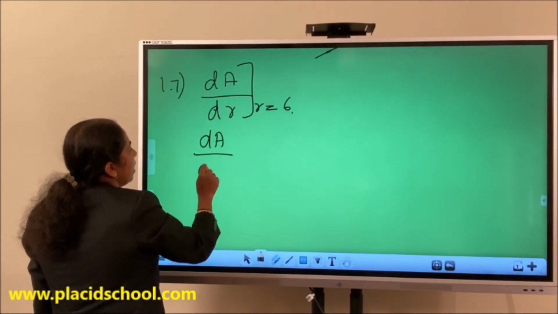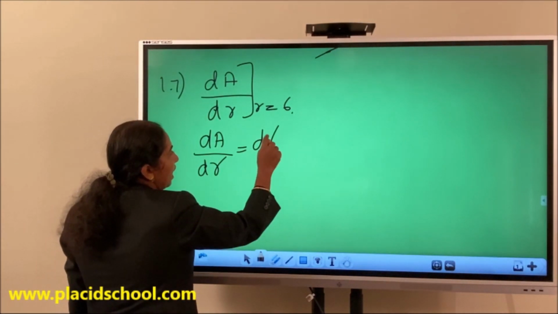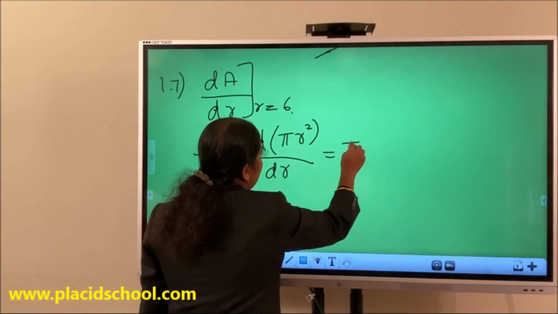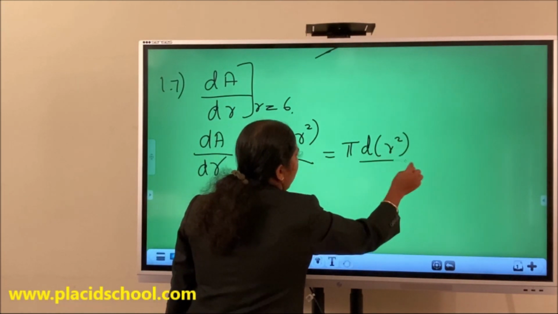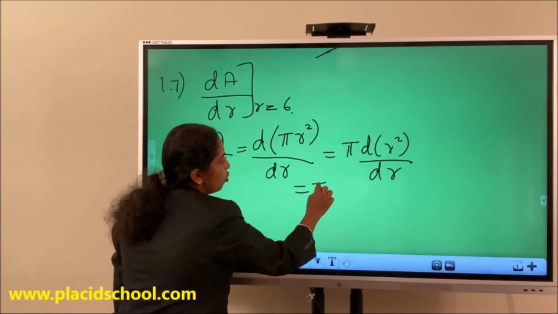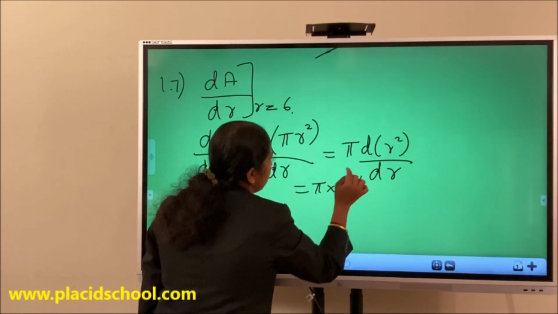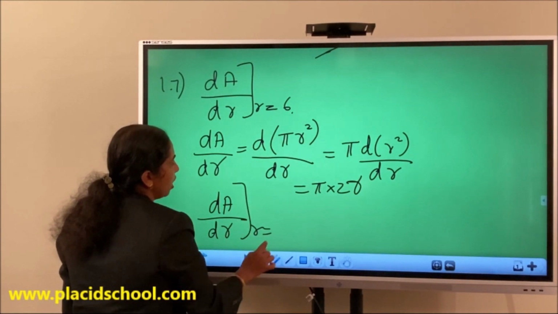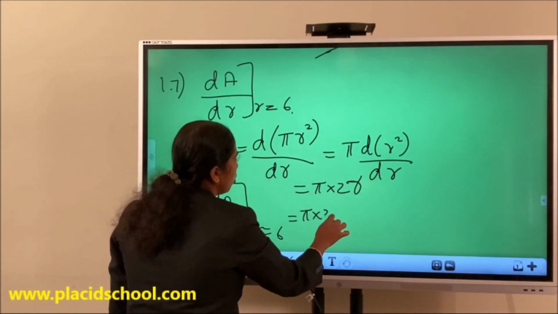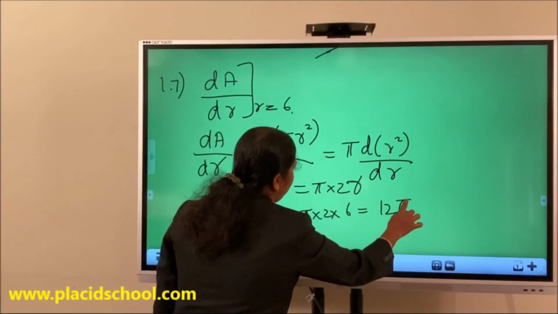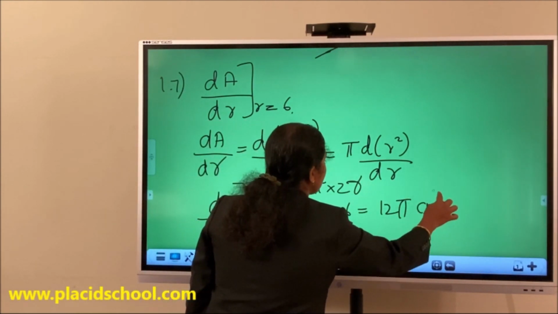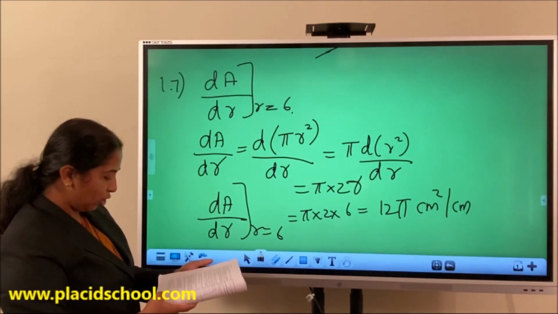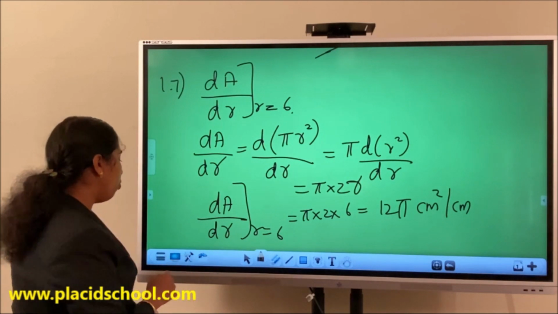So dA by dr equals the derivative of the area of a circle, pi r square, with respect to radius, which is pi into the derivative of r square with respect to radius, which is equal to pi into 2r. So the rate of change of area with respect to radius when r equals 6 is pi into 2 into 6, which is 12 pi. 12 pi centimeter square per centimeter. So B is the correct option for this answer. Now moving on to the next question.